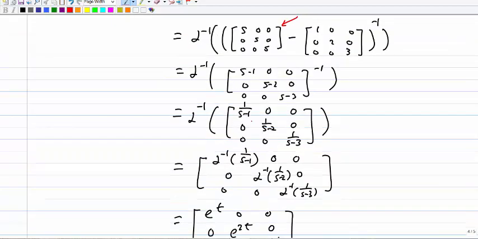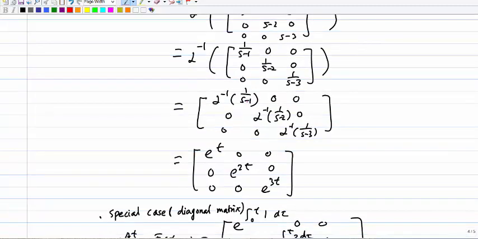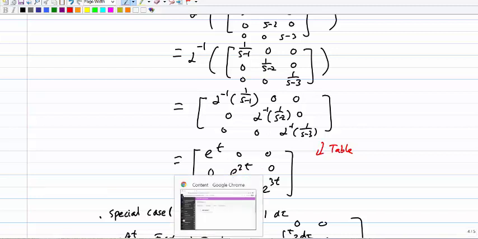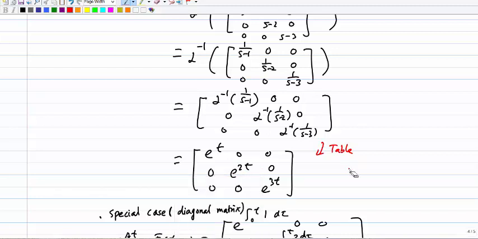The inverse is given by just this. You just take the inverse of each diagonal entry because it's a diagonal matrix. And so the L inverse will be the L inverse of each entry. Others are all zero, so we can ignore those. So this is pretty straightforward. Use the table of inverse Laplace transforms. You can see this is e to the t, e to the 2t, e to the 3t, and all other entries are 0. You only have non-zero entries on the diagonal.